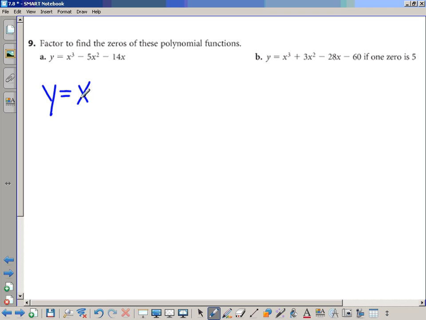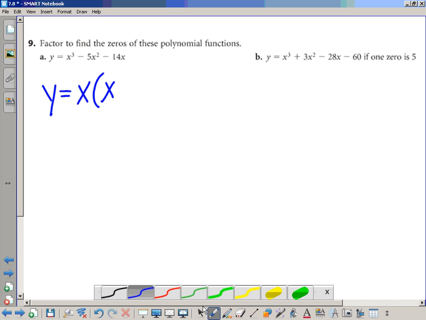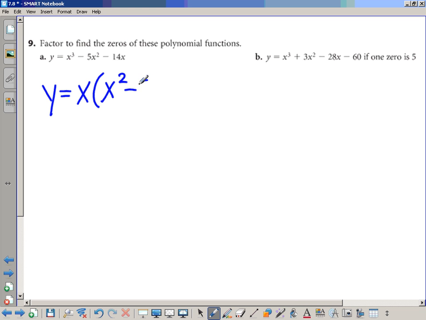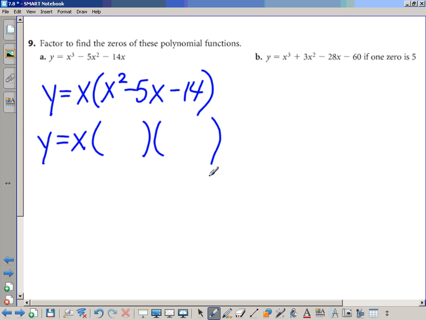So we're going to bring an x out front, reducing every degree by 1. X cubed becomes x squared. 5x squared becomes 5x, and 14x becomes 14. So that's what it looks like when you factor an x out. And I don't think you'll even need a calculator for this problem at all. Because at this point, if you're not good at factoring, you need to get there soon, all right?